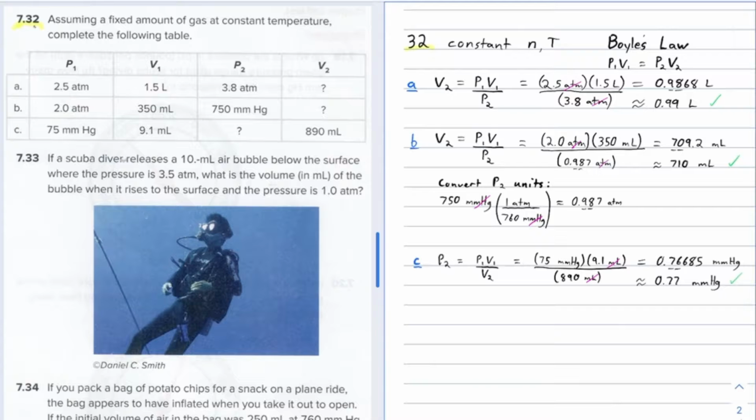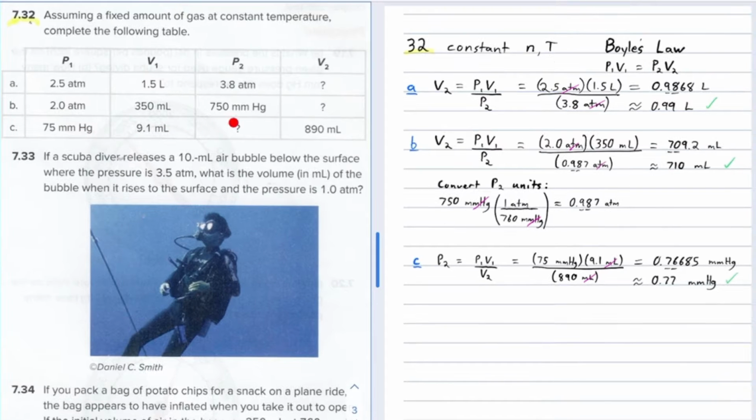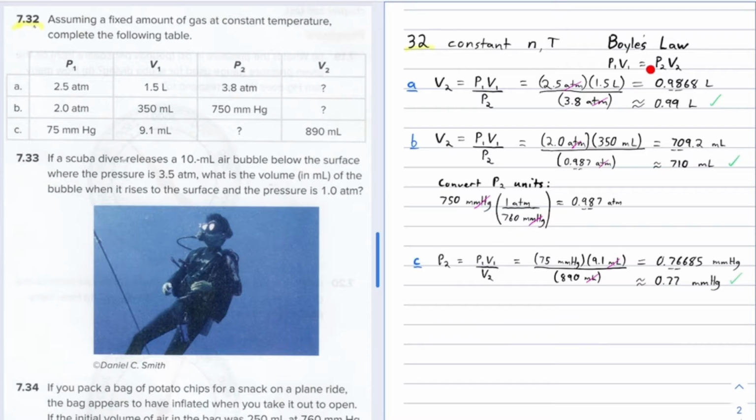The last one, looks like we're solving for P2 this time. We're told P1, V1, and V2. And it looks like the units are okay this time. The milliliters are going to cancel the milliliters. So solving for P2, you take Boyle's law, and this time you move the V2 down there. So P2 is P1 V1 over V2. Plugging in everything, you can see the milliliters are going to cancel now, and doing the math, you get 0.76685 millimeters of mercury, which rounds to 0.77 millimeters of mercury.